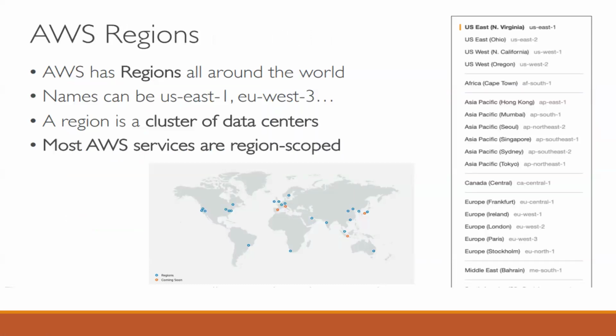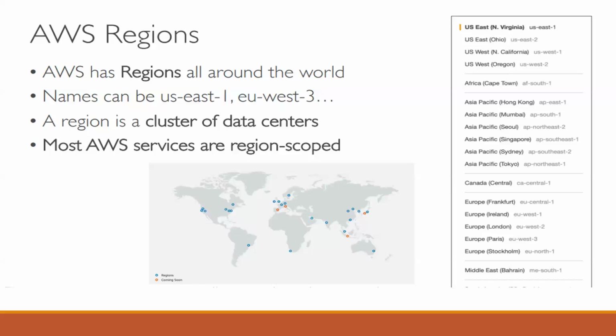Okay, AWS regions. What is that? AWS has regions all around the world. Names can be US East 1, EU West 3, AP South 1, AP South East 1, right? The same as EU East 1, EU West 3.